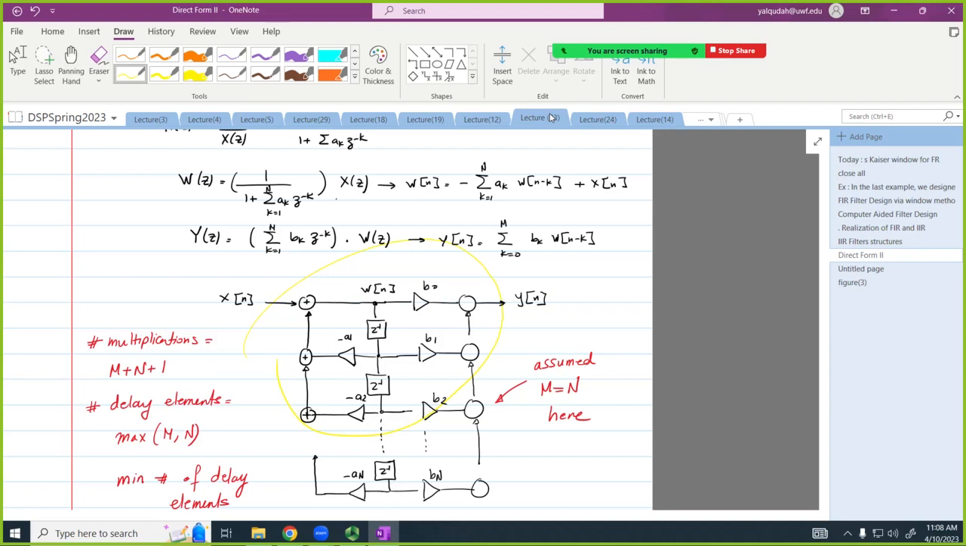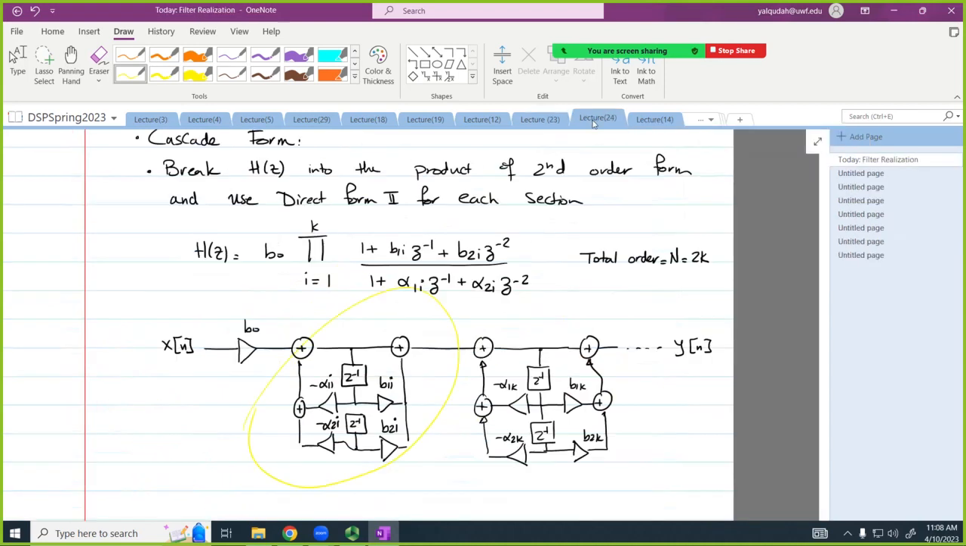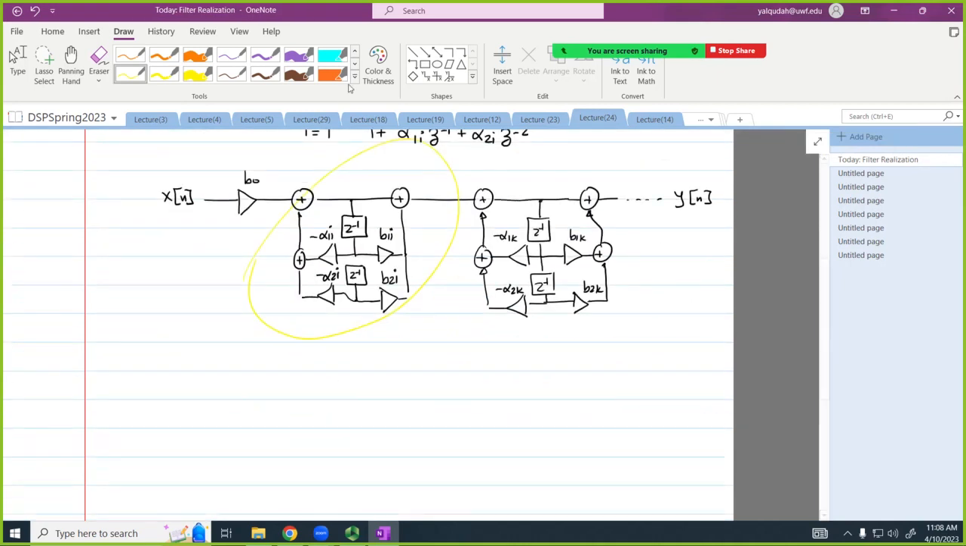Except for P0, which is a 1 in the second case. So this shape from the direct form 2 is the shape we're using for the cascade. Good? Any other questions? Okay, so looking at this form, each section is going to have 4 multiplications and each section is going to have 2 delays in general.